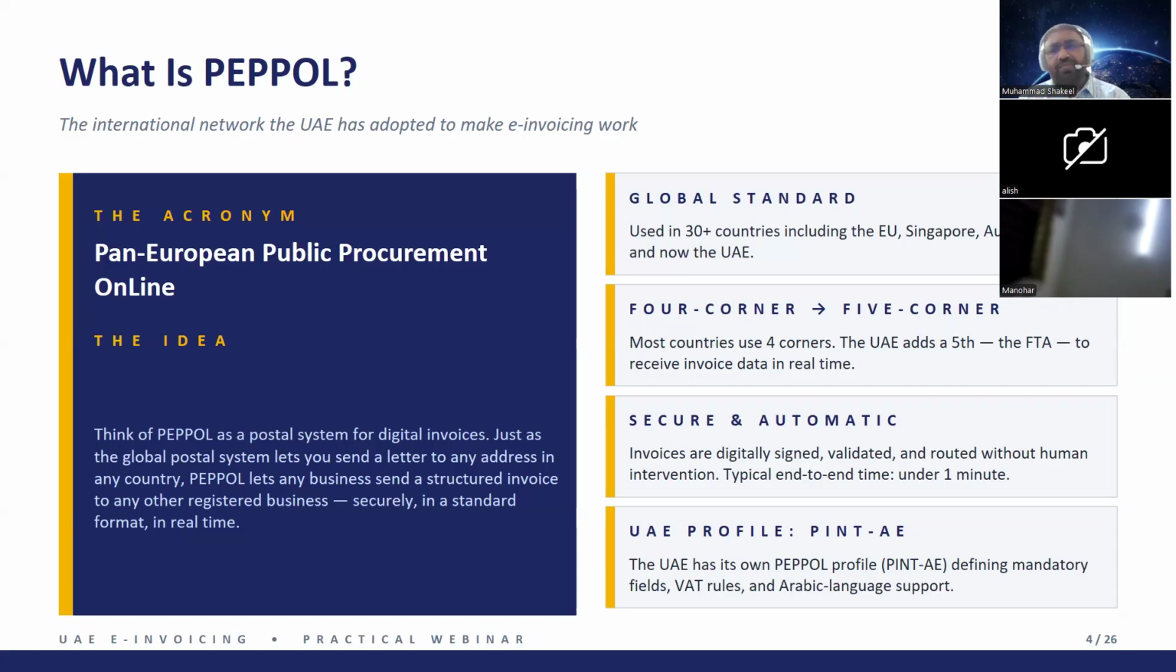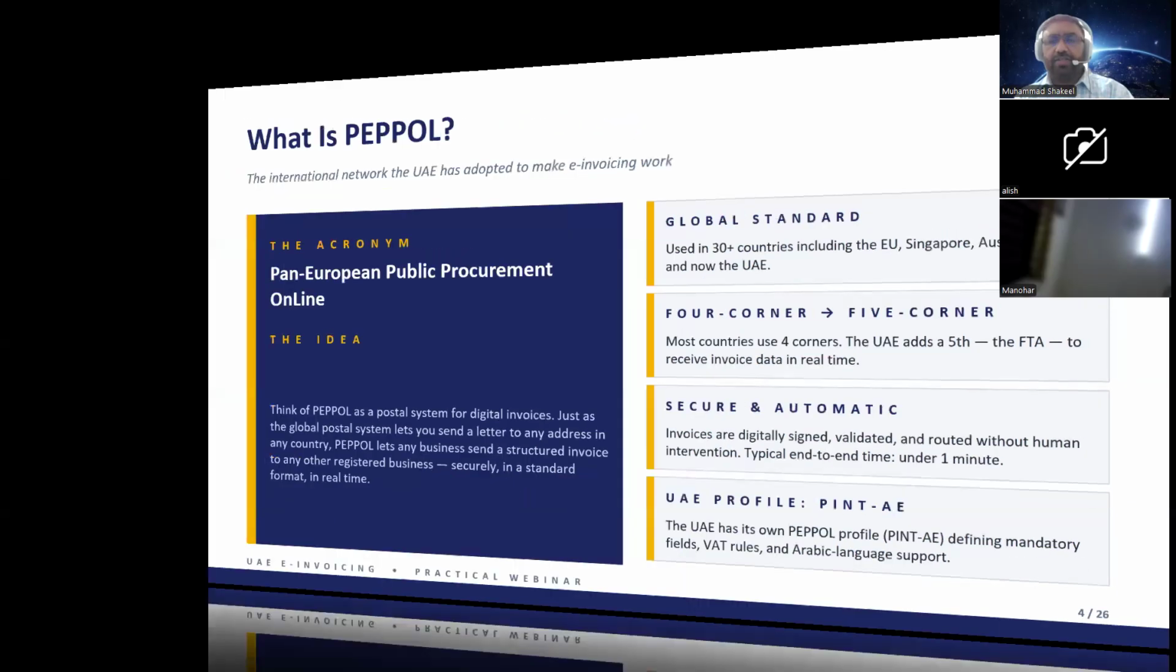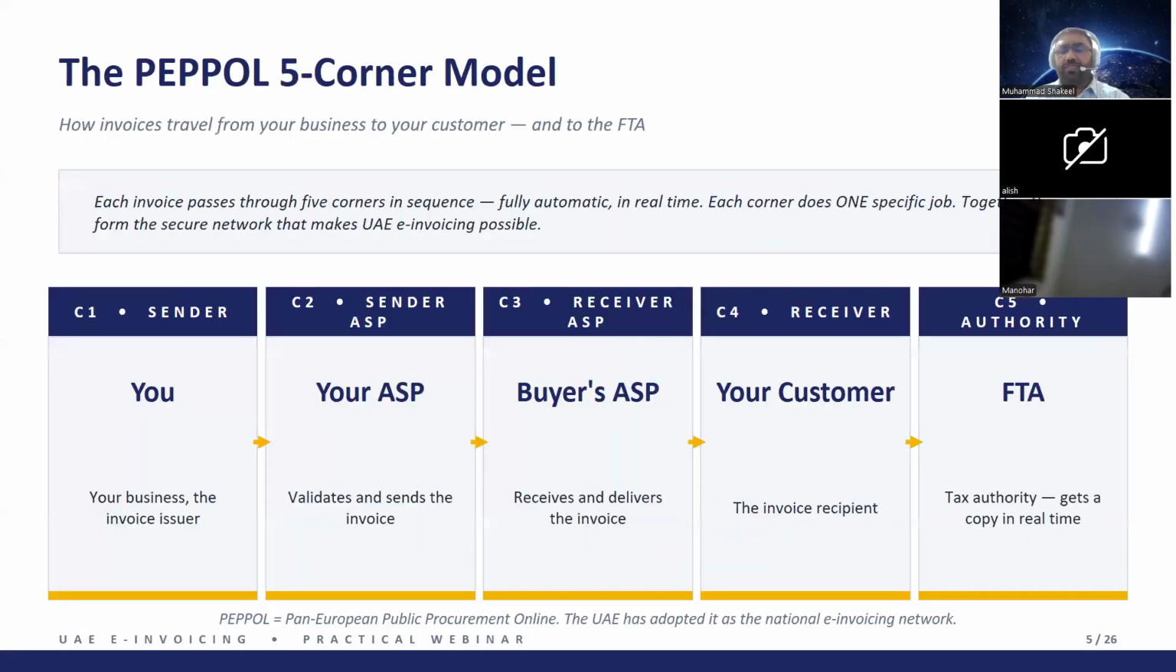This network will receive your invoices and convert them into a specific format, that is UBL or XML, and then it will route it to the next ASP, and then the ASP will transfer it to your customer. So we will see in detail what is actually involved here.